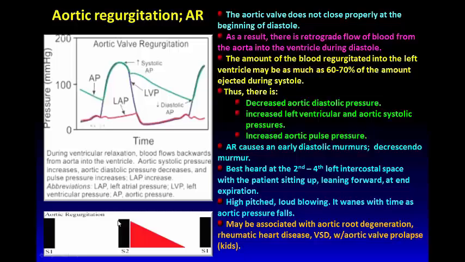The murmur of aortic regurgitation is an early diastolic decrescendo murmur. Again, I'm describing the murmur, and it sounds like lub, lub. Lub is the first heart sound, dub is the second. This is the decrescendo blowing murmur of aortic regurgitation.